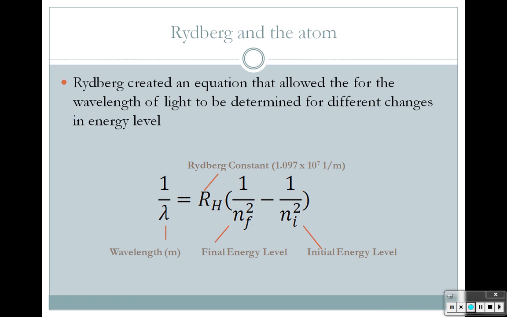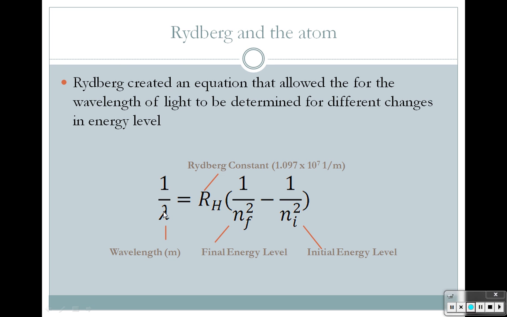Okay, so just to make things a little more mathematic for those of you who like to see where all this is going, there was this scientist named Rydberg, and Rydberg created an equation that actually allowed for the wavelength of light to be determined for different changes in energy level. So this is his equation here.